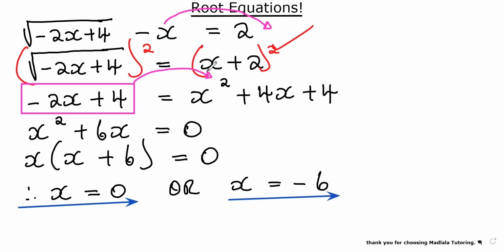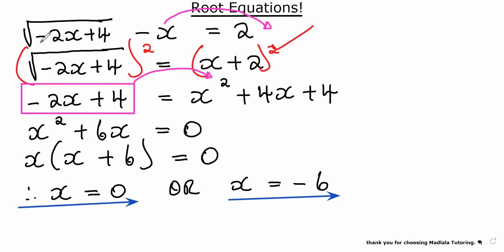Well, if we take 0, -2 times 0 is 0, 0 plus 4, that is simply going to give me 4. The square root of 4 is 2. Substitute your 0 there. Well, you simply get 0. So you have 2 minus 0, which is 2. And this is equal to 2 on the right. So x equals 0 is true. It works. What about -6?